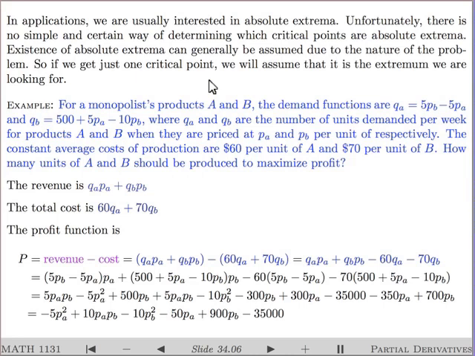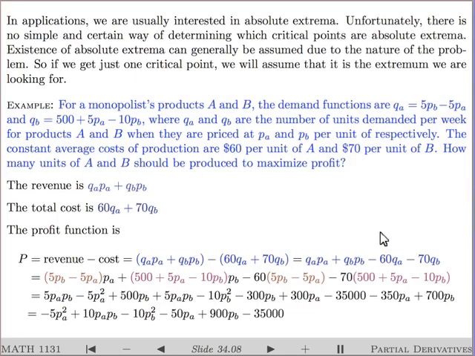This has both Q's and P's in it. We will write it purely in terms of the unit prices using the given demand equations. So substitute for QA and QB from the given demand equations, which is what I have done in this step. So substitute 5PB minus 5PA for QA in both places, and 500 plus 5PA minus 10PB for QB in both places where it occurs.